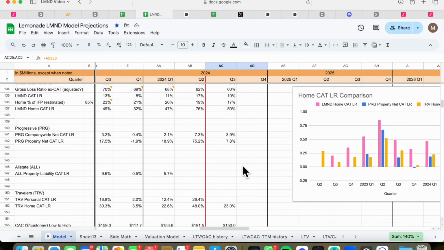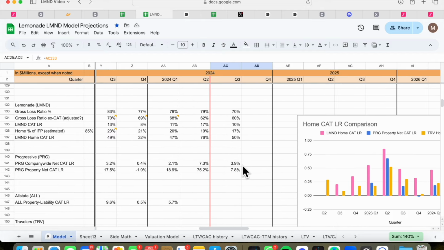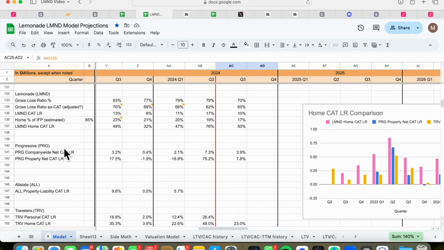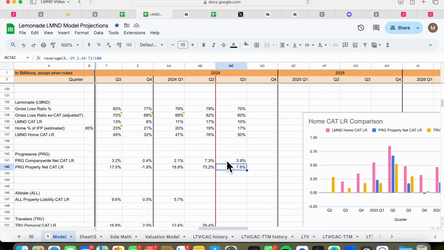But down here, lower in my model, I have a few other numbers tracked by a few other insurance companies. One is Progressive. I have the company-wide net catastrophic loss ratio, and then the property net catastrophic loss ratio, so how much of their loss ratio is due to catastrophic events. For Q3, Progressive had 7.8% of their property. And you can see the fluctuations here, how dramatic they can be. For Progressive in Q2 it was 75%. That's not a typo, versus 7.8%.